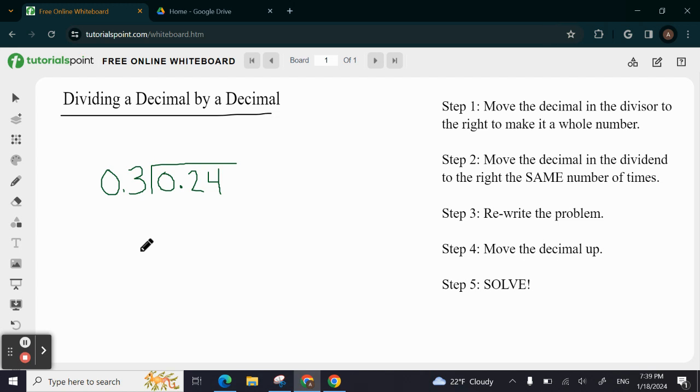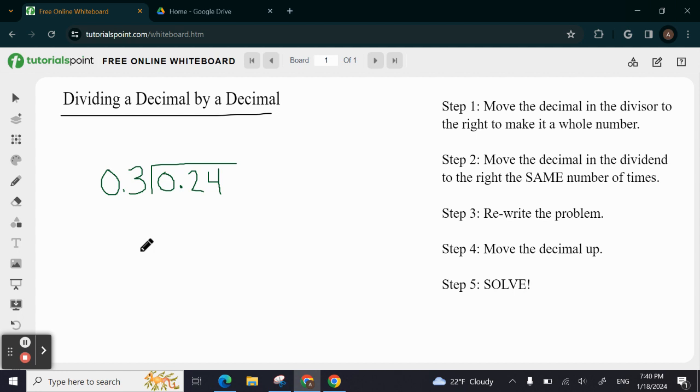I am going to go over with you today's lesson on dividing a decimal by a decimal. In this lesson, the divisor will be a decimal. And so, let's look at the steps.